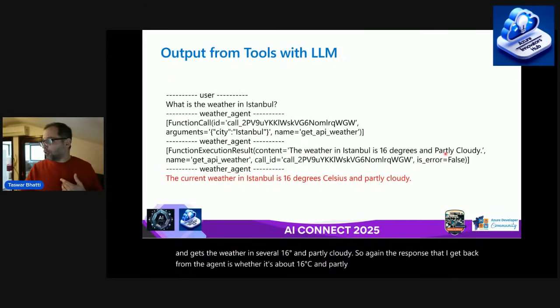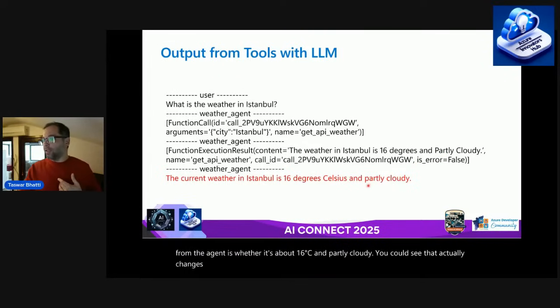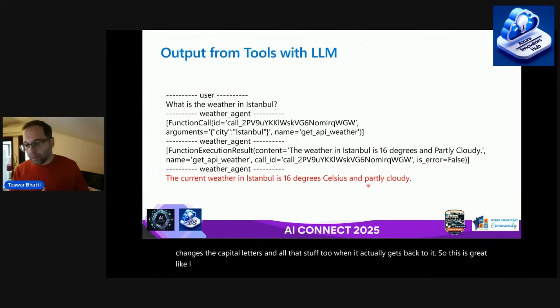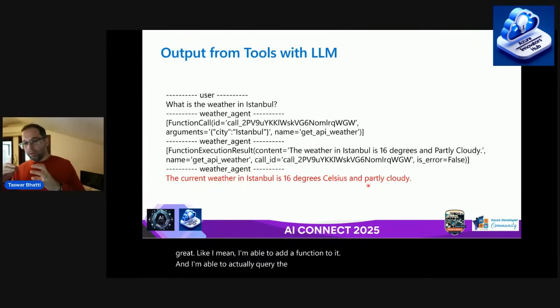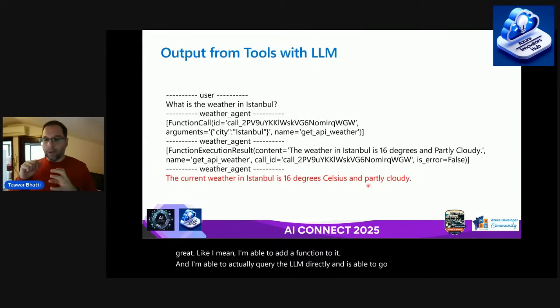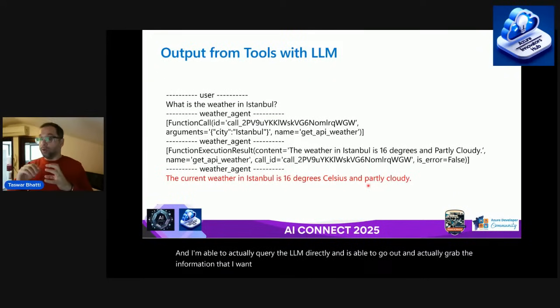You could see that it actually changes the capital letters and all that stuff too when it gets back to it. So this is great. I'm able to add a function to it, and I'm able to query the LLM directly, and it is able to go out and grab the information that I want and return that with an API. So that's great that I have this extra functionality.